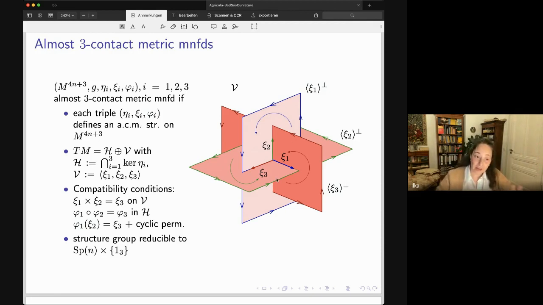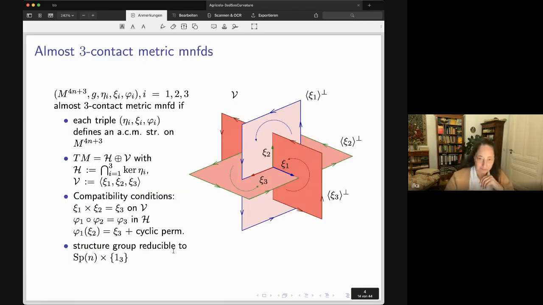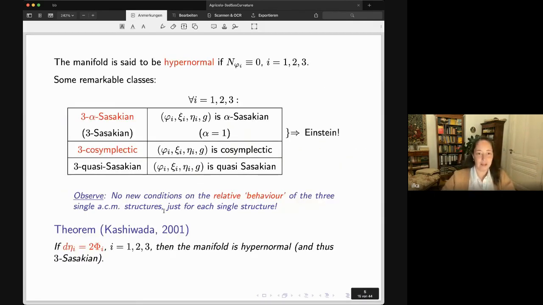Okay, so I have that. And these are the compatibility conditions. And the structure group actually is reducible to Sp(n) times the three-dimensional identity. Good. So a free contact metric manifold is said to be hypernormal if the Nijenhuis tensor of all three contact structures vanishes. So they're integrable one dimension higher.